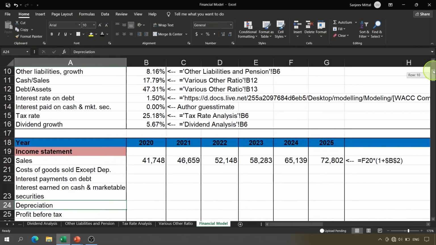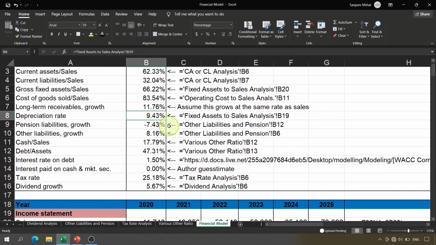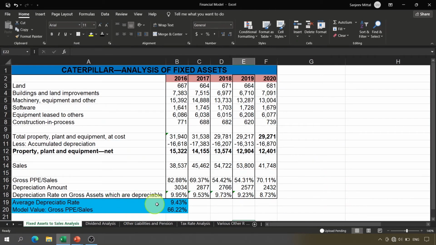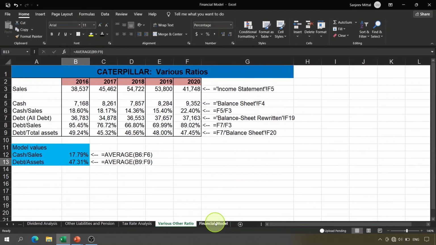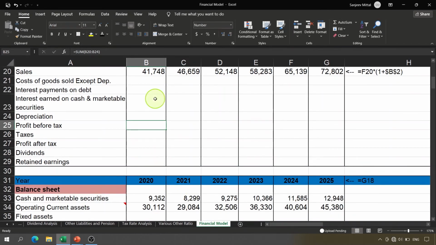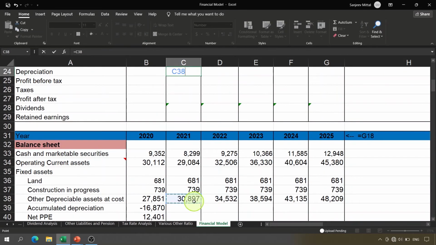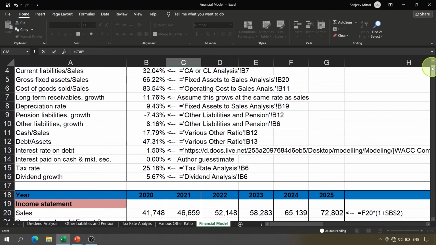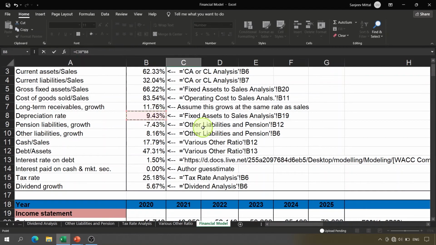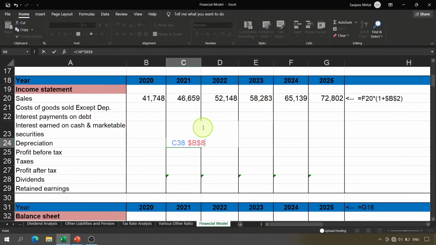For modeling our depreciation, we already know that our depreciation rate is 9.43%. Now if we go to our fixed assets to sales analysis, which you already know, this rate of 9.43% was calculated on gross assets value. So we shall also apply the same formula for calculating the depreciation rate here. And if we go to income statement, inside the depreciation section, we shall simply go to our gross assets. You can simply see the gross assets is 30,897. And if we multiply this gross assets with 9.43% of depreciation rate, we will simply get our depreciation amount for the year 2021.